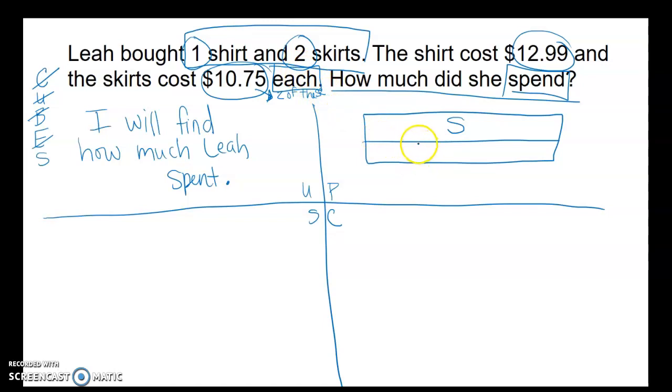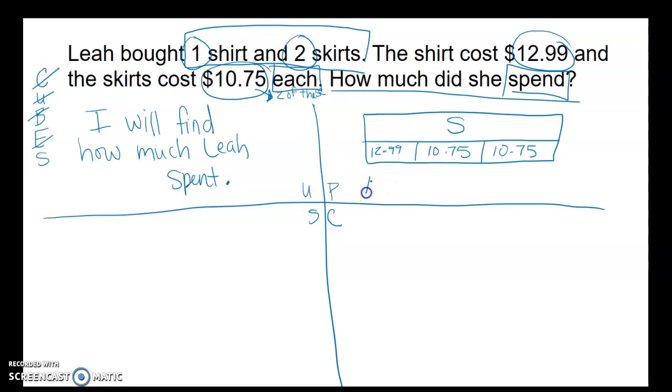She bought one shirt, only one, it tells us right here, which was $12.99. But then she bought two skirts, and each one was $10.75. It was kind of like our Monday problem about Riley, where she bought two bookmarks. You have to pay very close attention to that. So we're going to add them all up, and that will give us how much she spent.